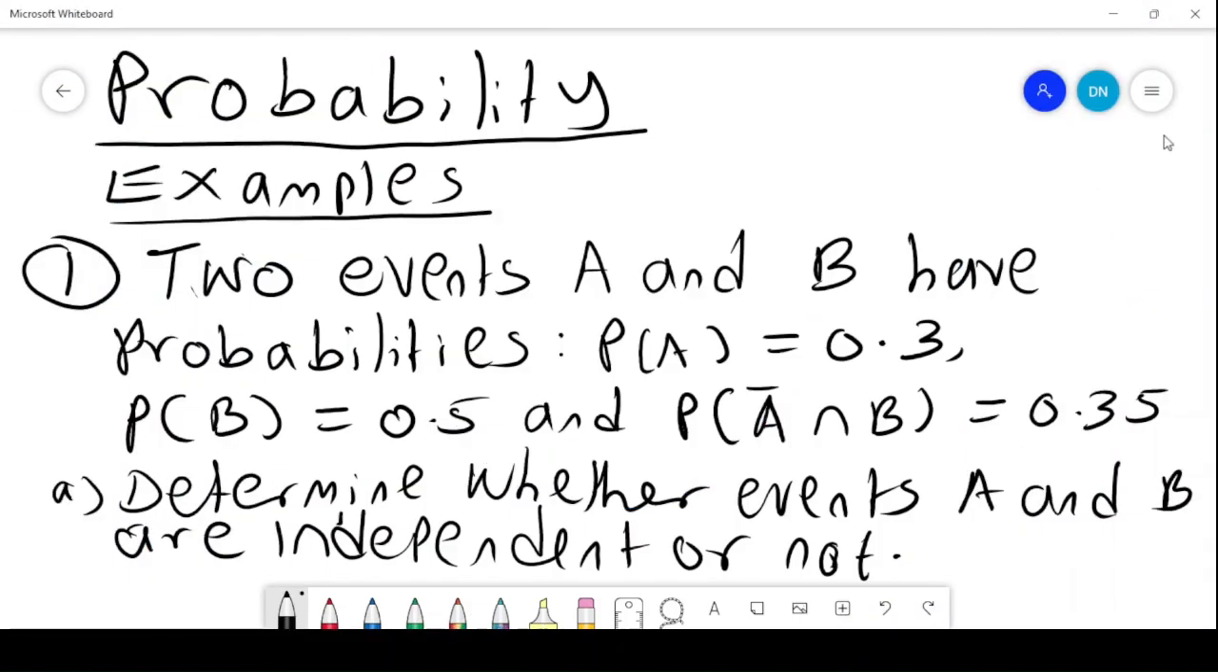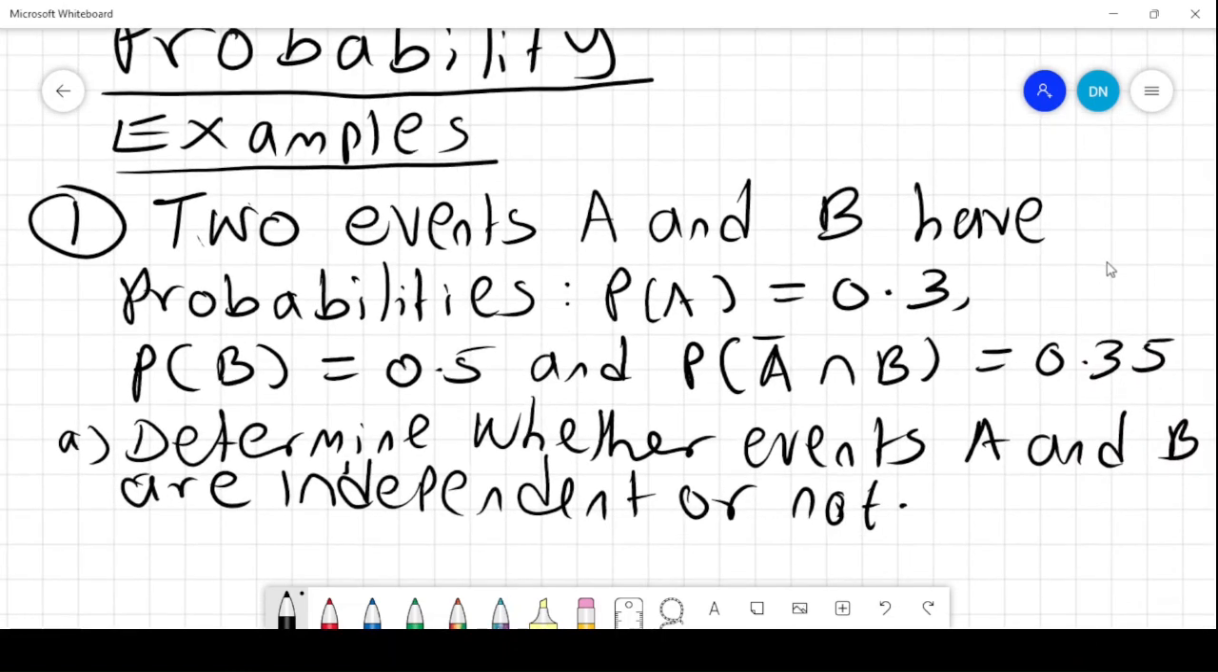Probability, and we want to consider some examples. We are given two events A and B, and the probability of A is 0.3, probability of B is 0.5, and probability of negation of A intersection B is 0.35. So we want to determine whether events A and B are independent or not.